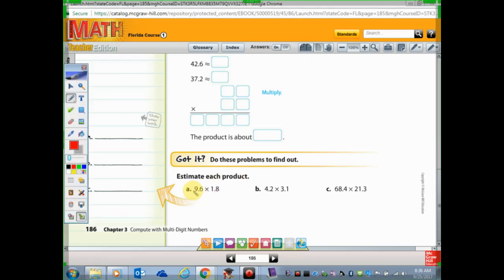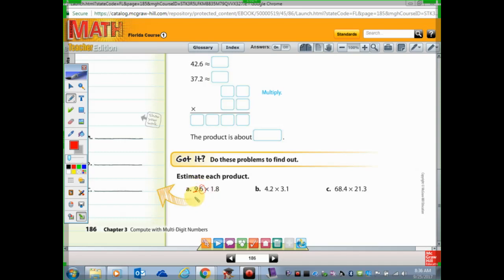I'm going to do examples A and C here. You will do B on your own once I've done example A and C to make sure that you understand the concept. So for A, we're dealing with 9.6 and 1.8. We're going to go to the highest place value, which is the furthest to the left. So for this, it's going to be the 9. And we're going to look at the 6.